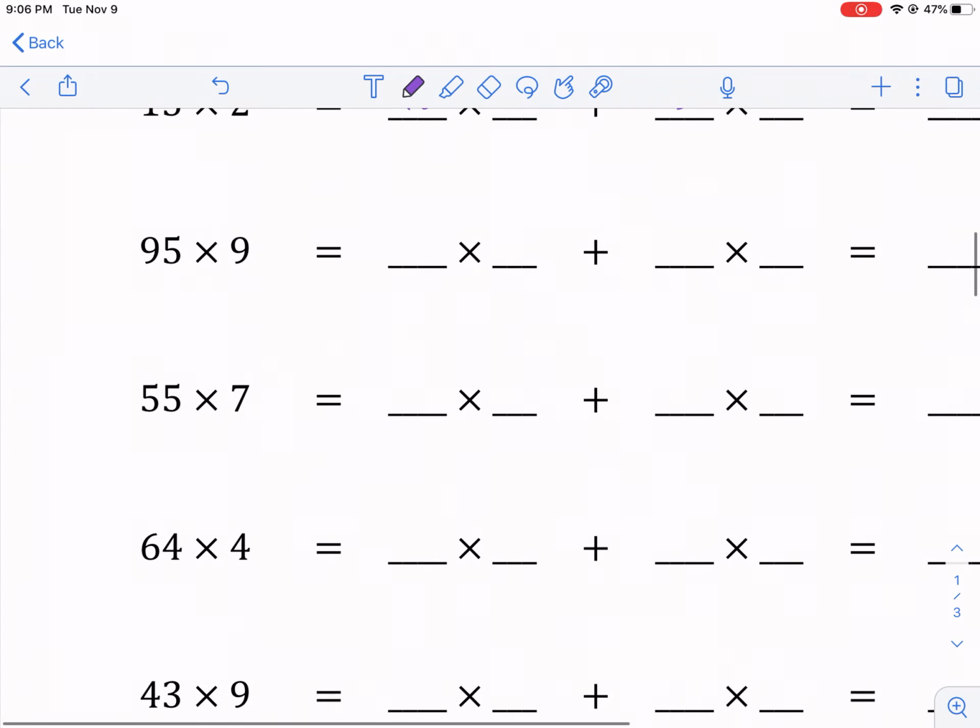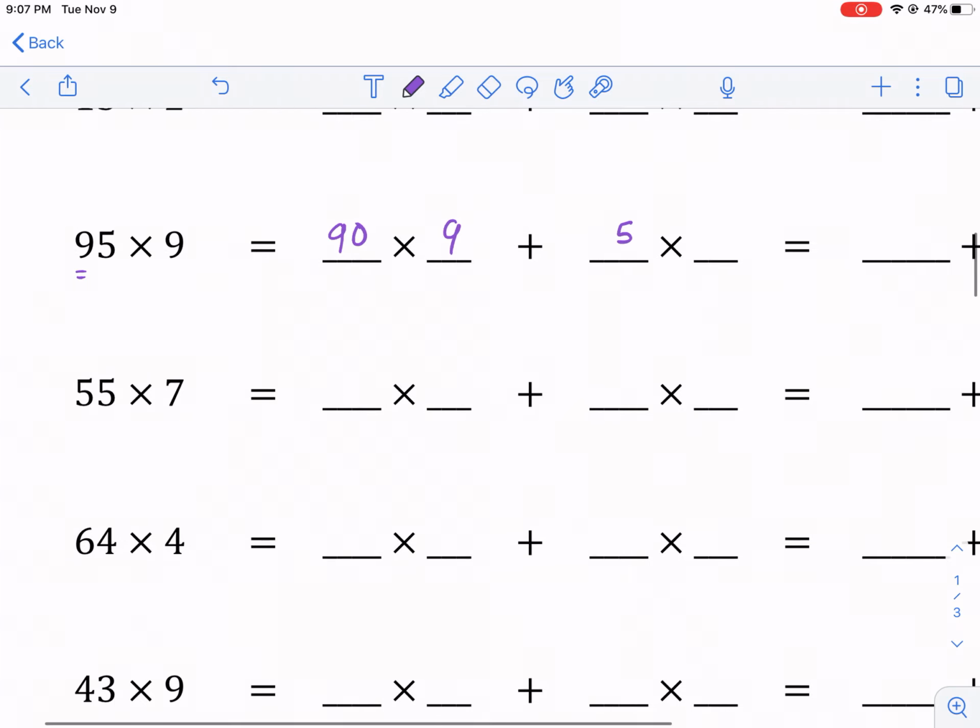This is a big one here, 95 times 9. I'm guessing you guys thought this was hard, but know that our tens place is 9, so it's 90, and we multiply that by 9. Our next place we have is 5. That's the ones place. We're going to also multiply that by 9, because 90 plus 5 equals 95. Okay, that's the whole point. And if we multiply this by 9, it's the same thing.